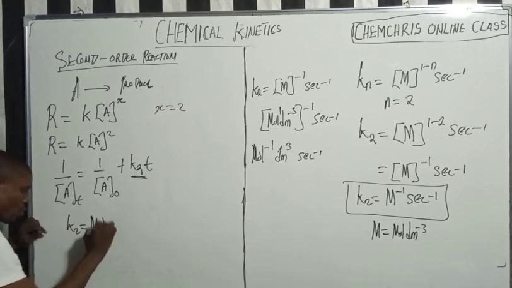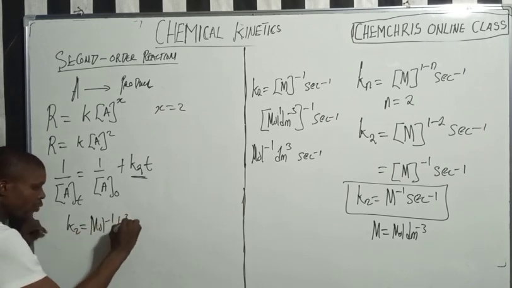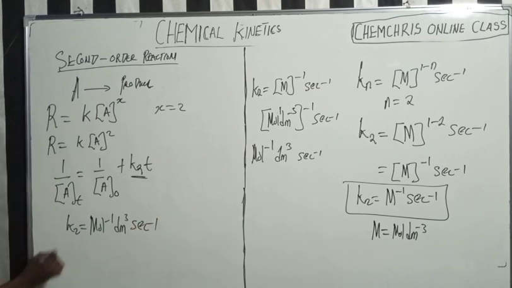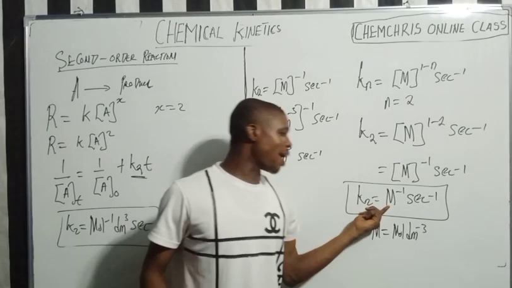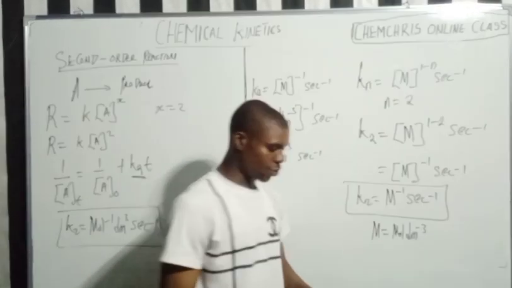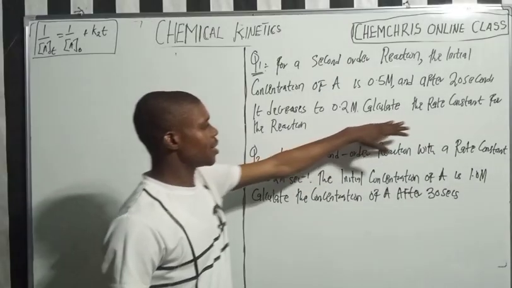per mole dm cube per second. So most times this is how you see it, or you can say per molarity per seconds. Okay, now let's tackle this question.